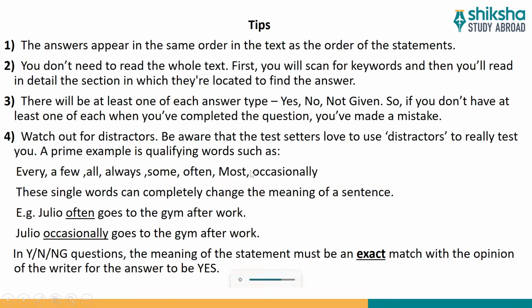And now, what are the tips? Let's go through the tips quickly. The answers appear in the same order in the text as the order of the statements. You don't need to read the whole text. First you will scan for keywords and then you will read in detail the section in which they are located to find the answer. There will be at least one of each answer type, yes, no, or not given. If you don't have at least one of each, then that means you have completed the question but you have made a mistake. So watch out for distractors.